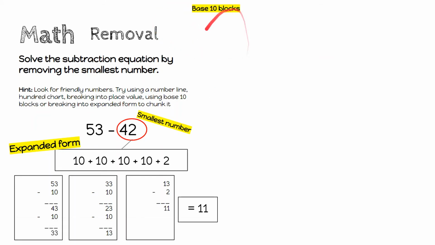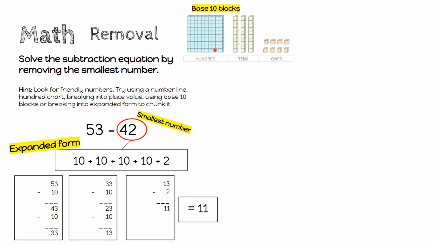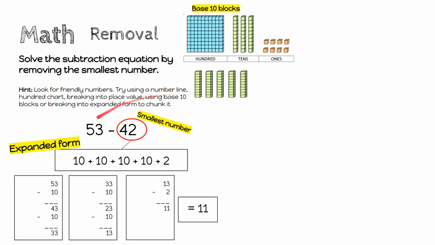We can also use base 10 blocks to solve this. So our base 10 blocks look like this. Here's 100, here's 10s, and here's our 1s. So we have 53. So we have to make 5 10s. 1, 2, 3, 4, 5. 5 10s equals 50. So that's part of our number 53. And then we have 3 1s. So 50 plus 3 1s is 53.